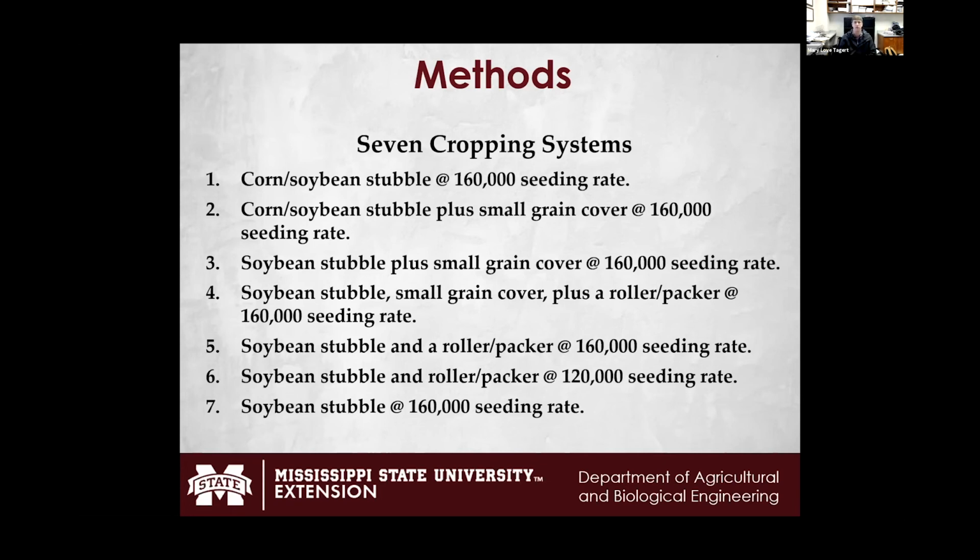Fourth, we had the soybean stubble small grain cover plus a roller packer at 160,000. Adding this roller packer was to try and simulate what you would see in a compaction type scenario. If you saw the picture a few slides earlier, you could see where there were tire tracks running through this field. That is a common scenario that we see in this area.